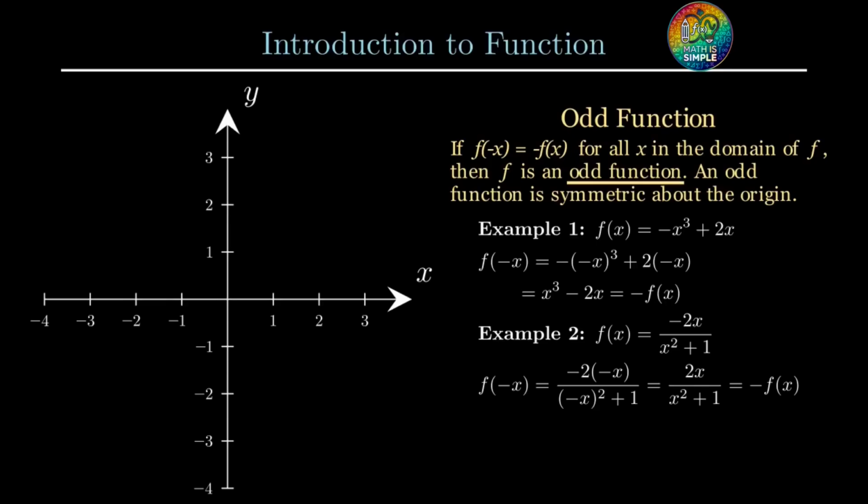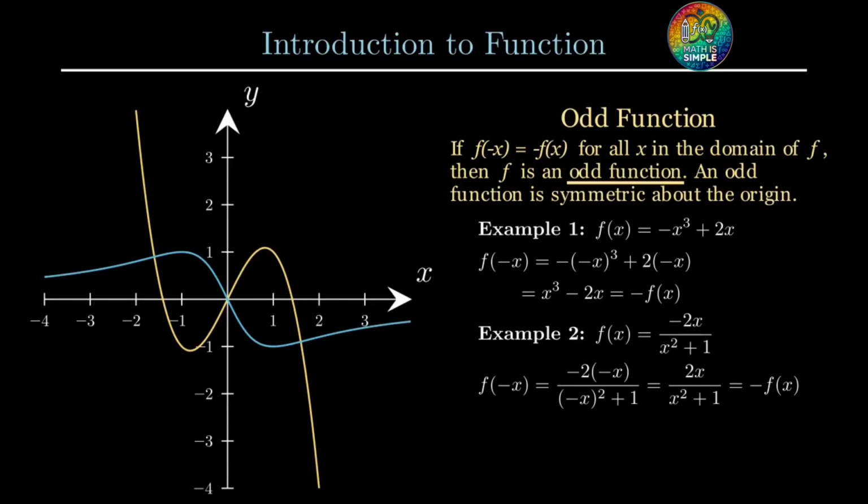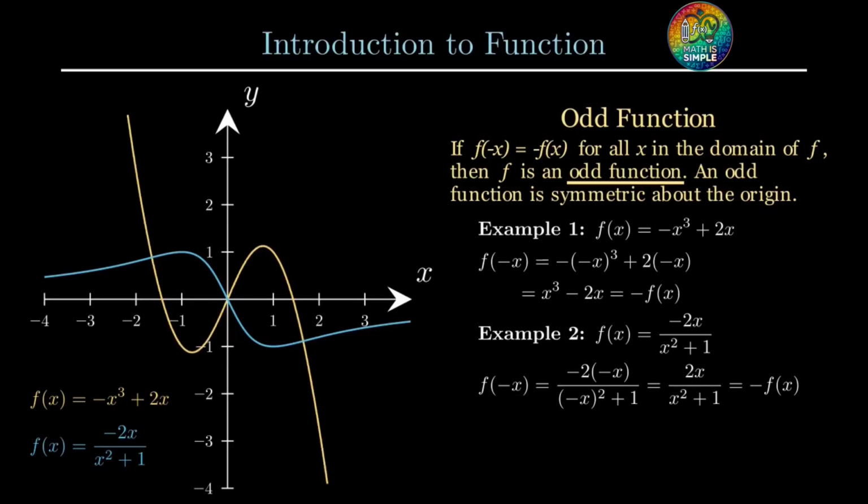Finally, let's look at how this looks visually on the left. The yellow curve represents our cubic function from example 1. The blue curve represents our rational function from example 2. If you rotate them 180 degrees around the origin, it looks exactly the same.